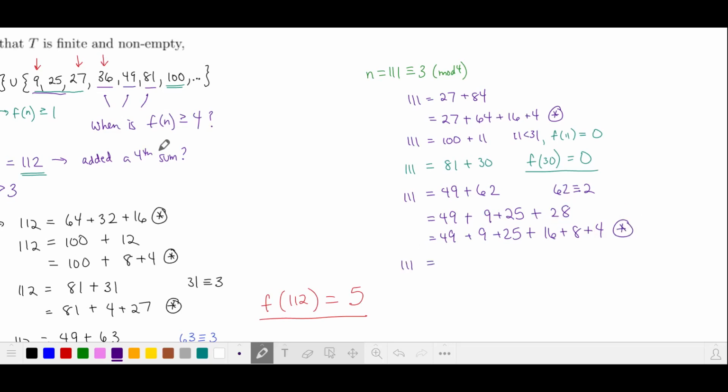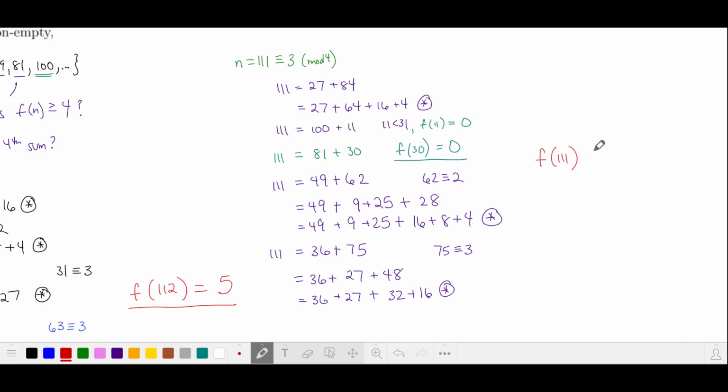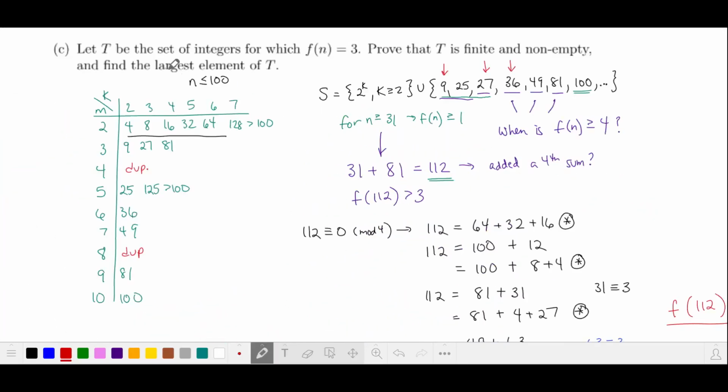Let's subtract our next number, 36. This leaves behind 75. 75 is equivalent to 3. So let's pull out 27, which will leave our next multiple of 4. 48 is 32 plus 16, and that's our last valid sum. So we have f of 111 is equal to 3. 111 is our largest element in that set of numbers that has 3 valid sums. That makes this set finite and also non-empty.